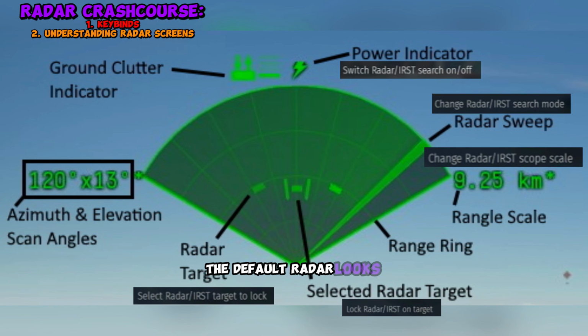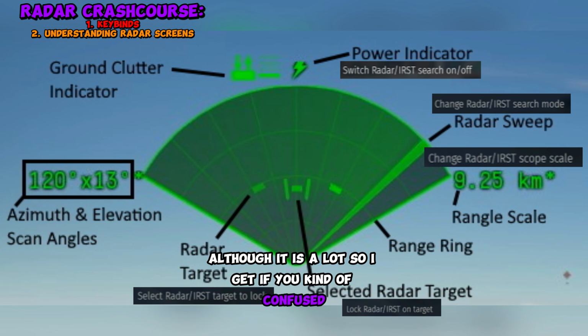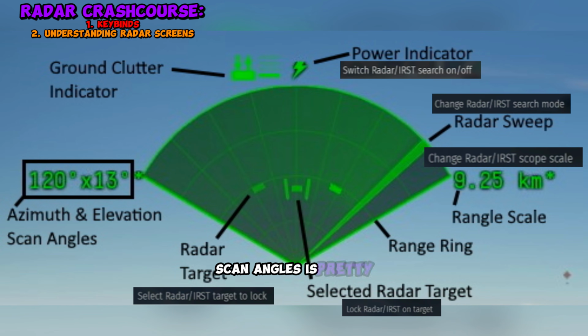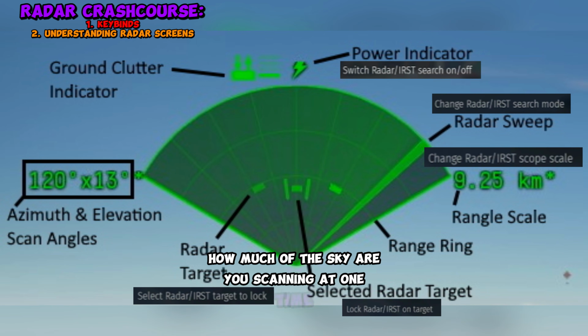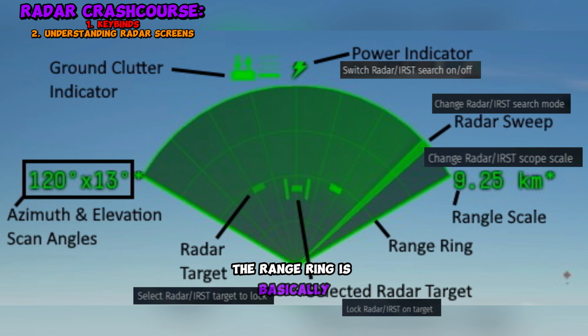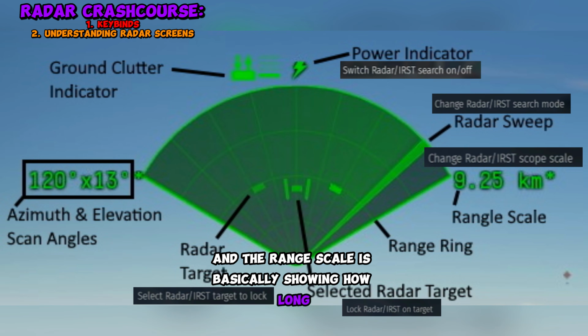The default radar looks kind of like this. Everything you need to know is actually labeled on this screen, although it is a lot, so I get if you're kind of confused. The azimuth and elevation scan angles is pretty much how much of the sky you are scanning at one time. A radar target is something that you can lock, and a selected radar target is what you are actually locking. The range ring is basically just showing the markers of distance, and the range scale is basically showing how long the range rings are.